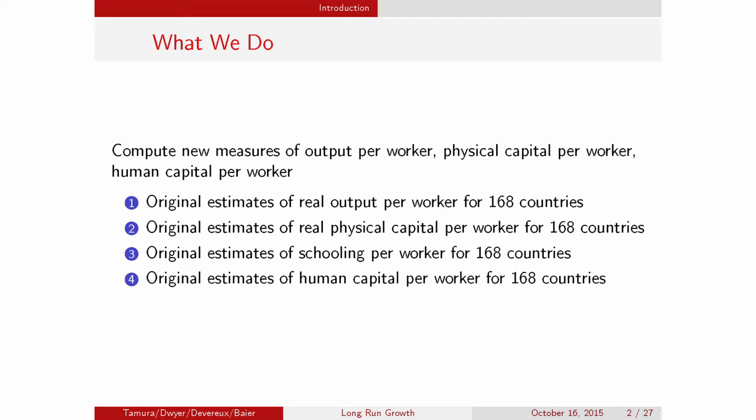And in the end, what we will end up with are original estimates of real output per worker for 168 countries. We'll have real physical capital per worker for these same countries for the same years of observations. And we're going to have new estimates of the schooling per worker for these same countries, again, for the same years in which we observe output and physical capital. We have about 60 countries that we observed from 1820 to 2010, so we observe almost 2 centuries worth of long-run performance. We have probably about 120 countries that we observed for at least a century, maybe a century and a half.